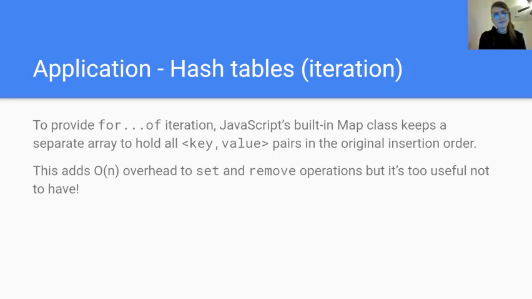Because remove on arrays is big O, even to find the element to remove it, let alone removing it. Okay, so in my code, I also have just a separate array to hold these key value pairs. It's really useful.